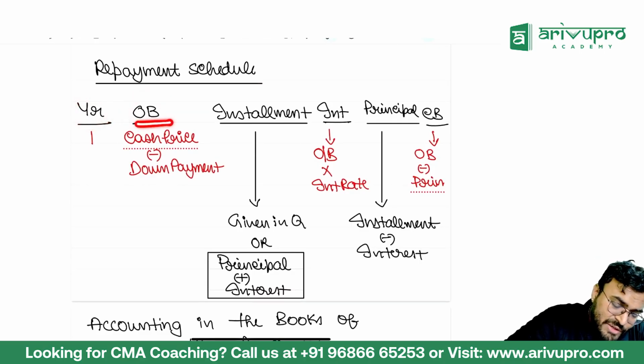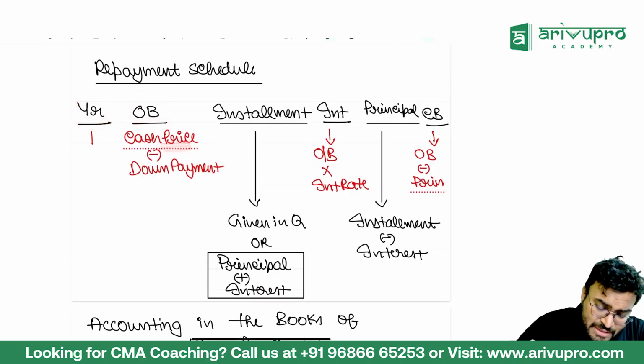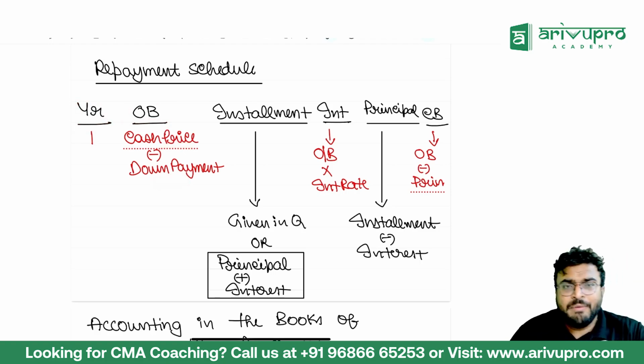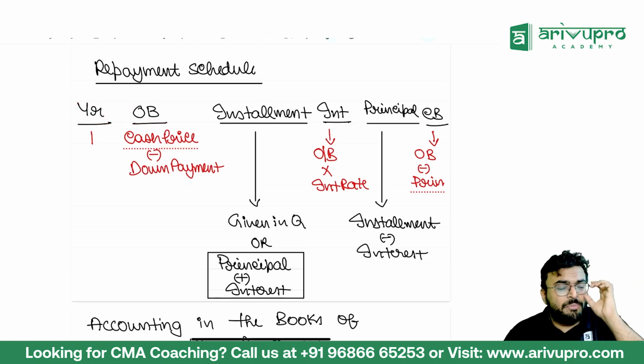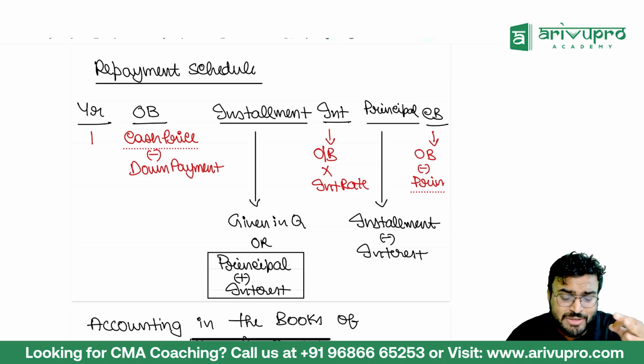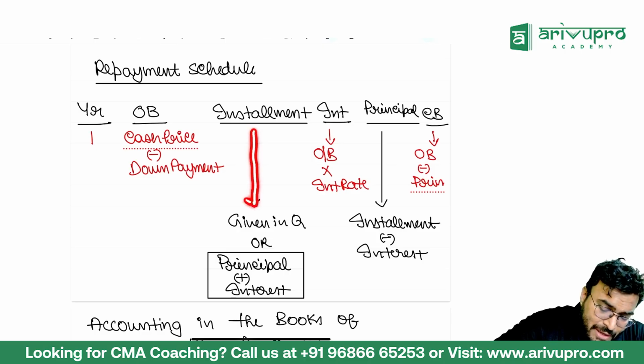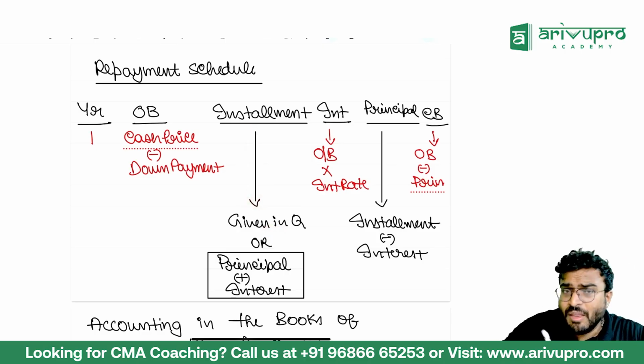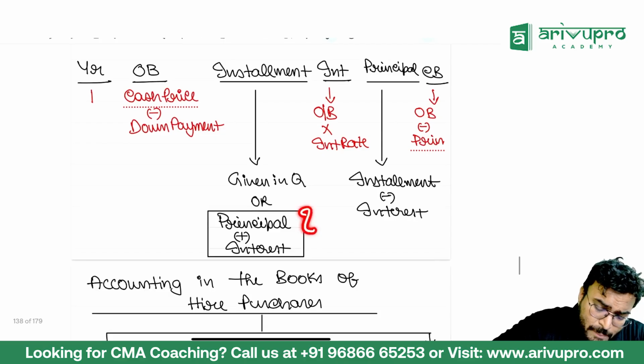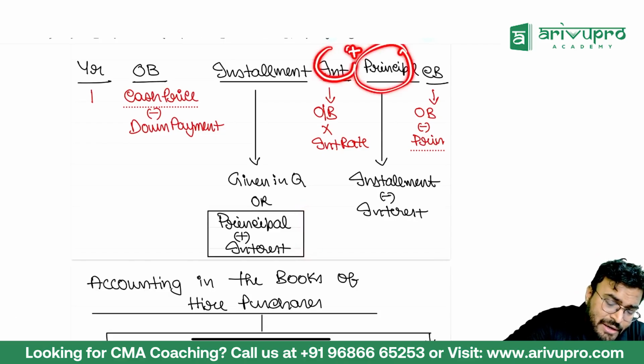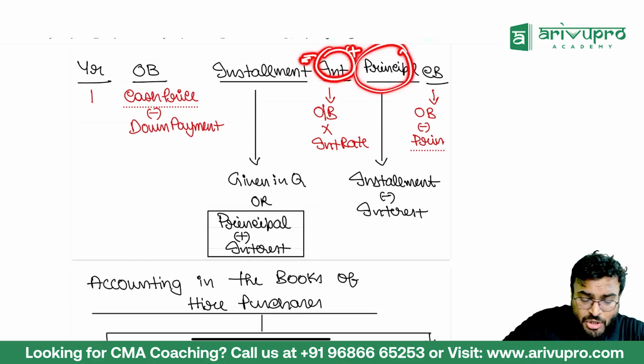Opening balance is first cash price minus down payment. Cash price minus down payment, that time you will get your opening balance that you are supposed to pay. Installment will be either given in the question. If it is not given in the question, it is principal payment plus interest payment. Principal plus interest will give you the installment.